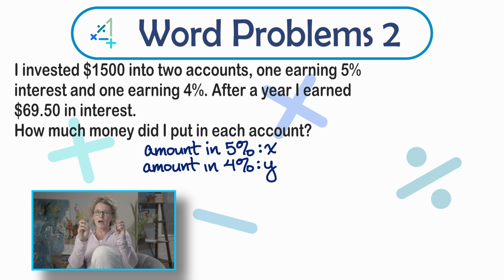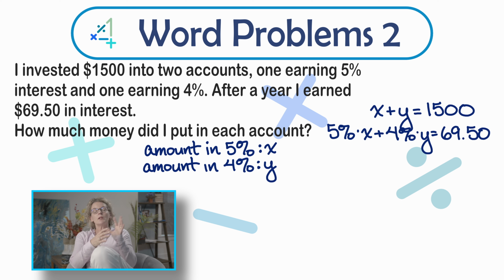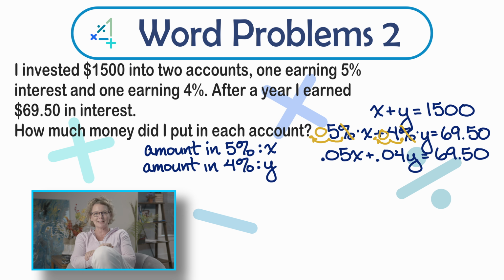First, the how much equation. X plus Y equals 1,500. The next equation is the interest value of each. 5% times X plus 4% times Y equals the interest of $69.50. Don't forget to change your percents into decimals and remember to move them back 2 decimal places like this.